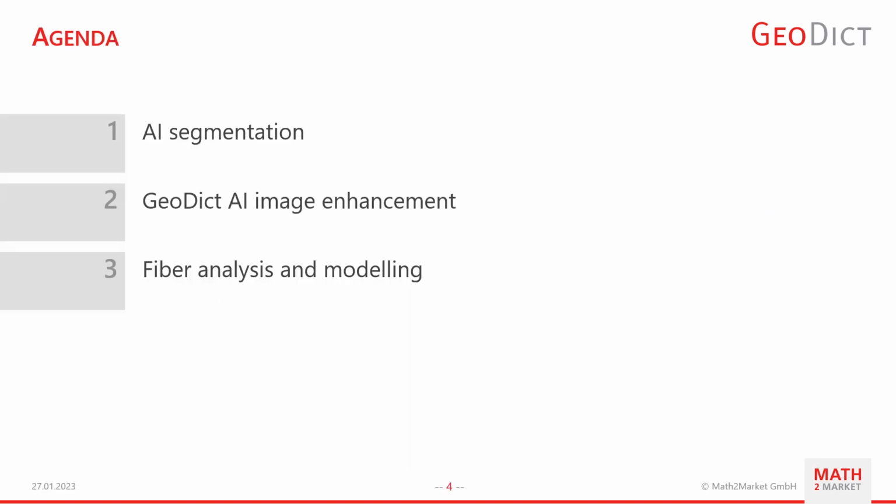First of all, I will talk a bit about the improvements we did to the AI segmentation in import GeoVol compared to previous GeoDict versions. Then I will go on and highlight what we can now do with AI-based image enhancement with the help of GeoDict AI and showcase a few examples here. And finally, I will talk about the improvements we did to the FIB-SEM and FiberGeo workflow to get your FIB-SEM results more easily into FiberGeo.